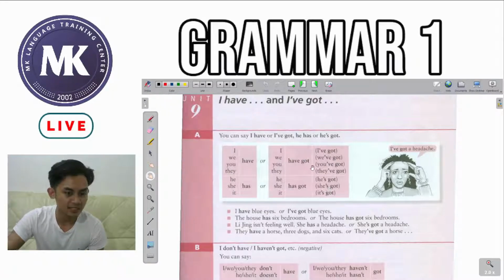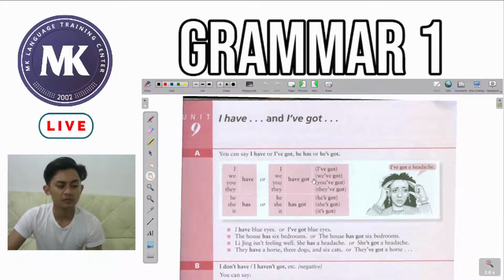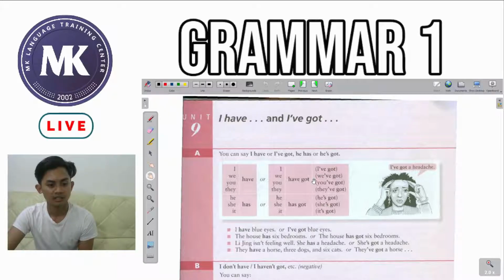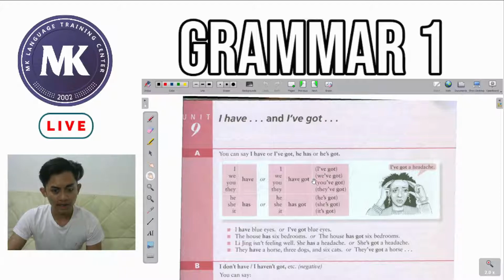So, for today's lesson, we'll learn about the differences of I've got and I have. So, what actually is the difference between I have, I've got, he has, he's got? Well, there is none. There's no difference between the two. The only thing is, one is more formal than the other. Now, which is more formal? I have got is more formal than I have.